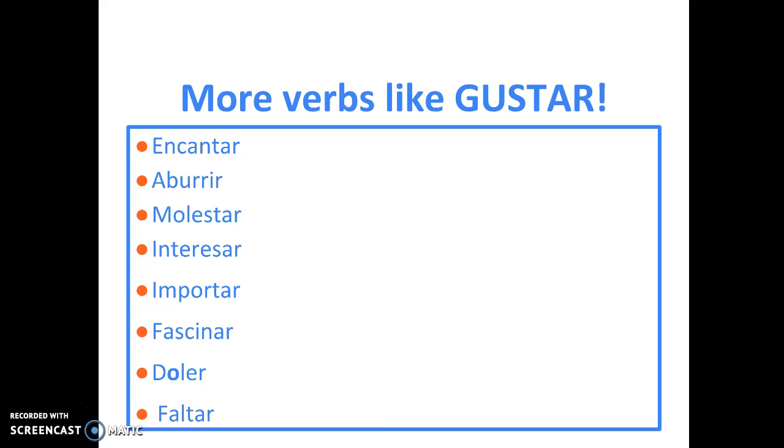We have other verbs like gustar that you're expected to know. Make sure that you write down the English translation of each verb as it's given. Encantar means to love, but to love a place or to love doing something. Aburrir means to bore or to be bored. Molestar is a false cognate that means to bother or to annoy. Interesar is a verb that means to interest. Importar means to be important. Fascinar, to fascinate. Doler, which is also an o-to-ue stem changing verb, means to hurt. And faltar means to lack.